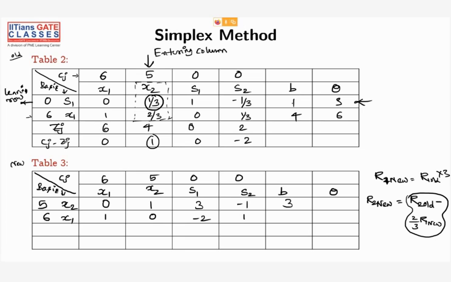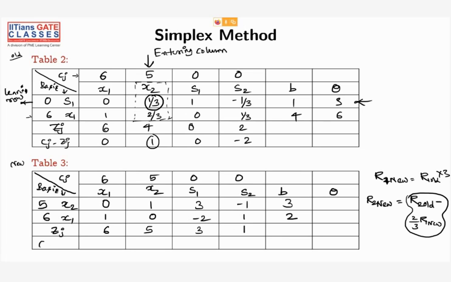So 4 minus 2 by 3 into 3. How much is that? 4 minus 2 is 2. Now again calculate the Cj minus Zj values. First you have to find the Zj values. 5 into 0, 6 into 1, that is 6. 5 into 1, 5, 6 into 0, 5. 5 into 3, 15, 15 minus 12 is 3. 5 minus 5 plus 6, that is 1.